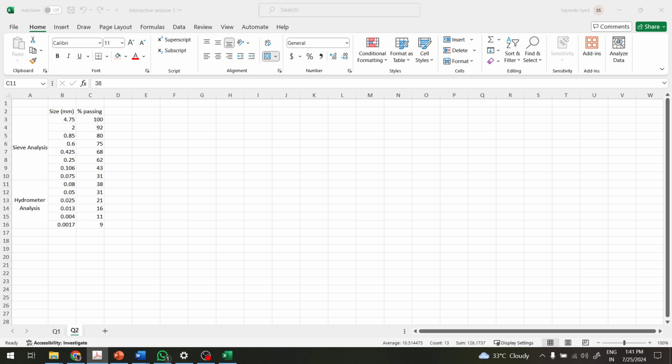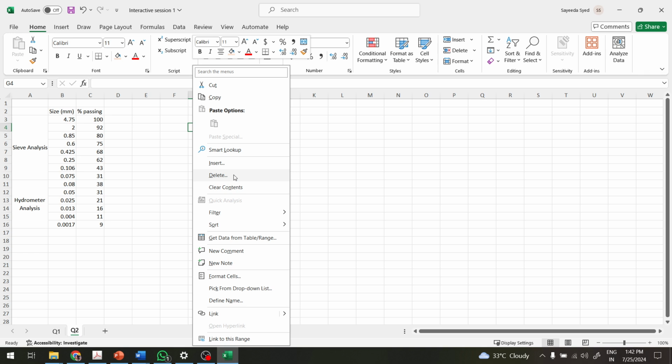So we have to calculate the percentage finer. So percentage passing basically is percentage finer. So all we have to do is just plot the graph.